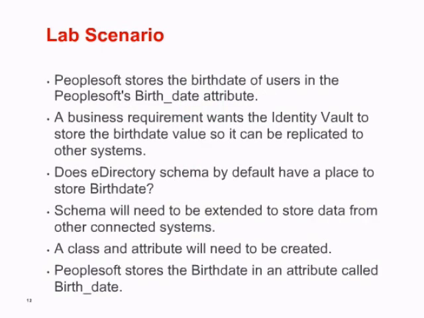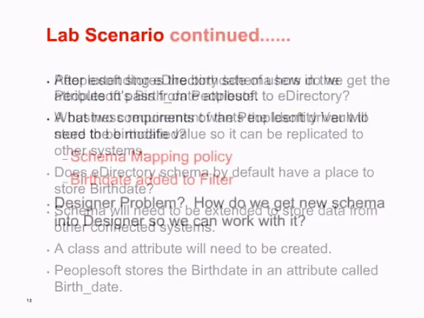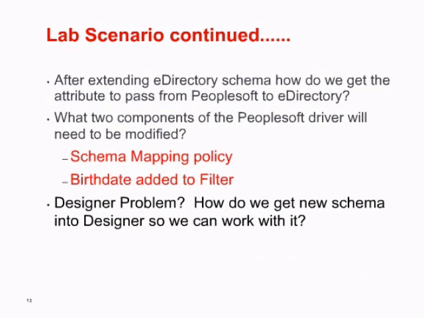And basically this is kind of summing up what we're doing here. So we have a business requirement that wants the Identity Vault to store birth date value so it can be replicated to other systems. So that's the overall goal. And like I mentioned, does eDirectory schema by default have a place to store birth date? eDirectory's default schema does not. So we will need to extend eDirectory schema to handle this additional attribute. So you're working with Designer and you're using iManager to go in and extend the schema.